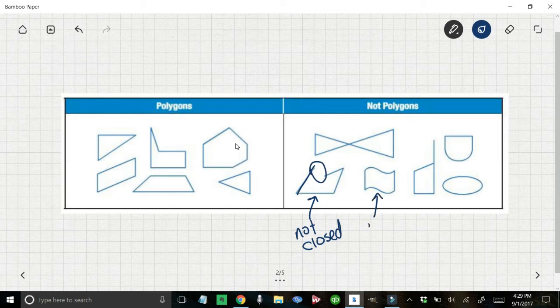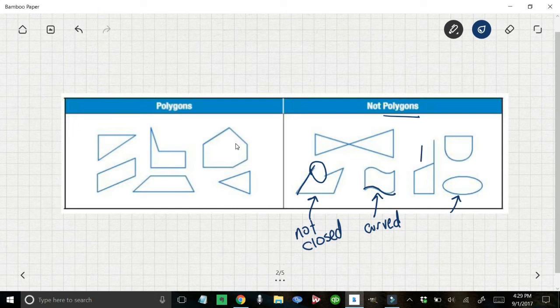This one here has curved sides, so because all the sides need to be line segments, these would not be line segments because they're curved. Anything where it's just like a circle or an oval, that is a shape, but it's not considered a polygon.